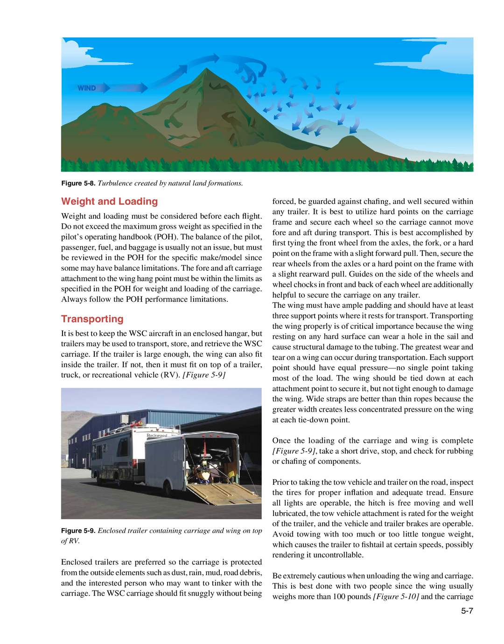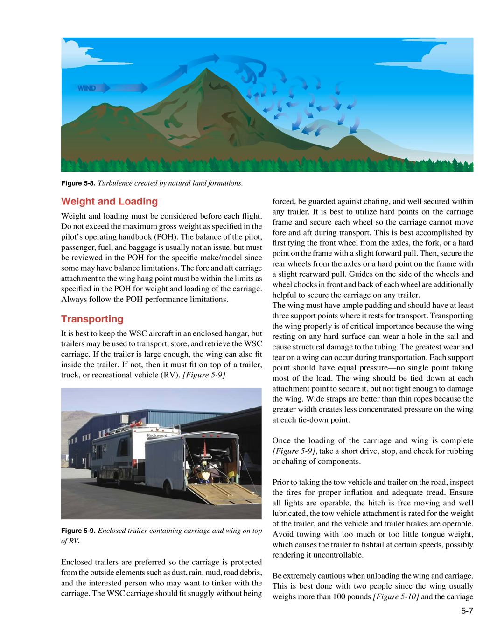Once the loading of the carriage and wing is complete, Figure 5.9, take a short drive, stop, and check for rubbing or chafing of components. Prior to taking the tow vehicle and trailer on the road, inspect the tires for proper inflation and adequate tread. Ensure all lights are operable, the hitch is free-moving and well lubricated, the tow vehicle attachment is rated for the weight of the trailer, and the vehicle and trailer brakes are operable.